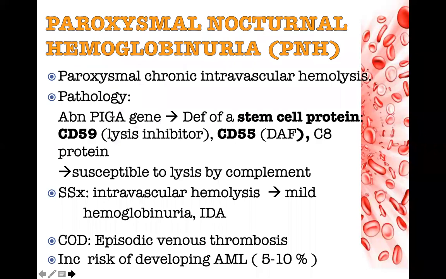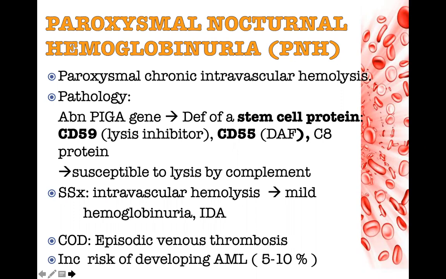Next, we have paroxysmal nocturnal hemoglobinuria. It is called as such because the hemolysis would happen at night. That is why it's called paroxysmal nocturnal hemoglobinuria. So the chronic intravascular hemolysis would happen at night. So what is the abnormality? You have an abnormality in what we call the PIGA gene.